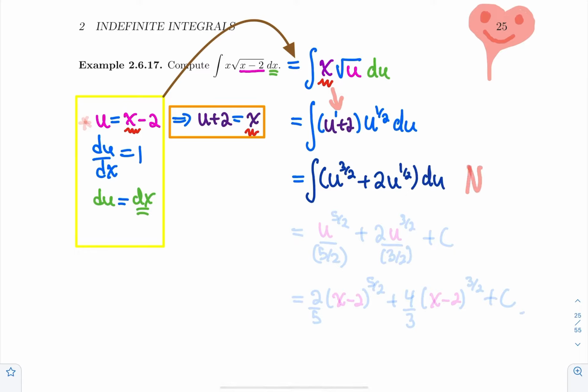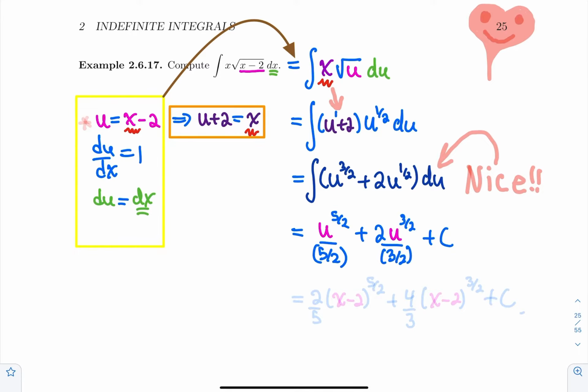Now you have a bunch of power rule to apply. So this will become u to the power 5/2 over 5/2. So you just go 3/2 plus 1, plus 2 u to the power 1/2 plus 1, which is 3/2, over 3/2, plus c. And then the last step is to replace u by its original formula with respect to x, which is x minus 2.